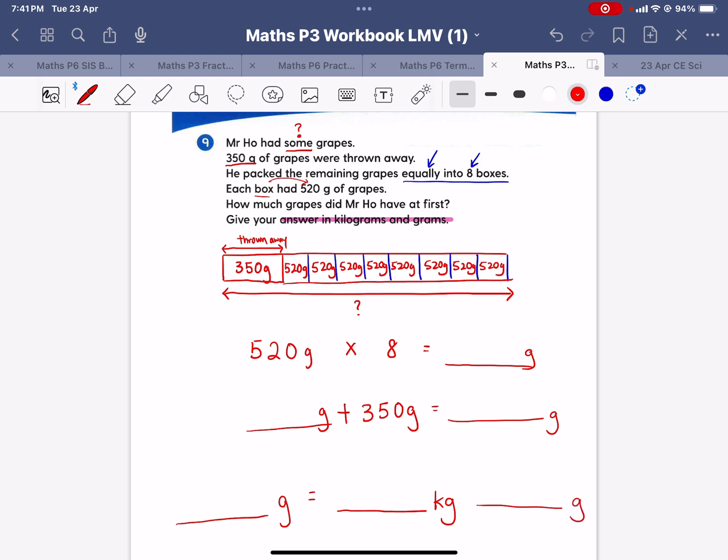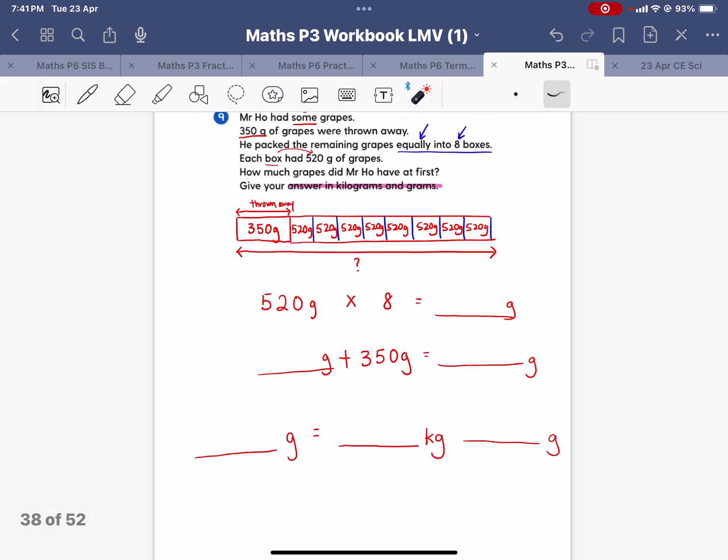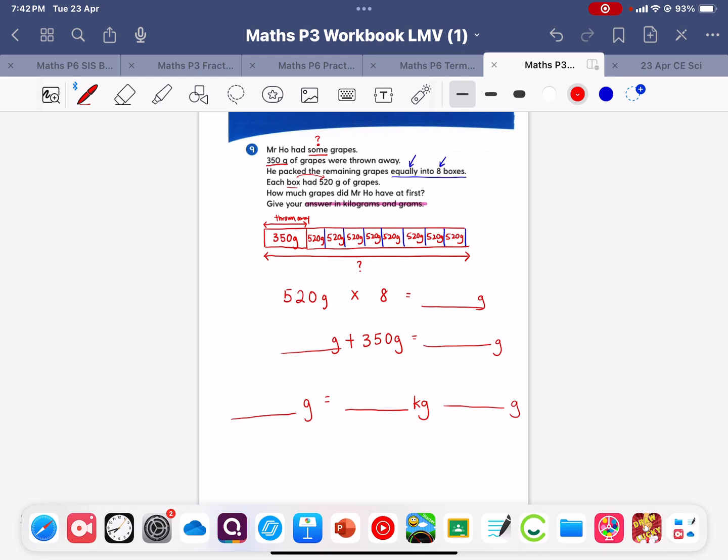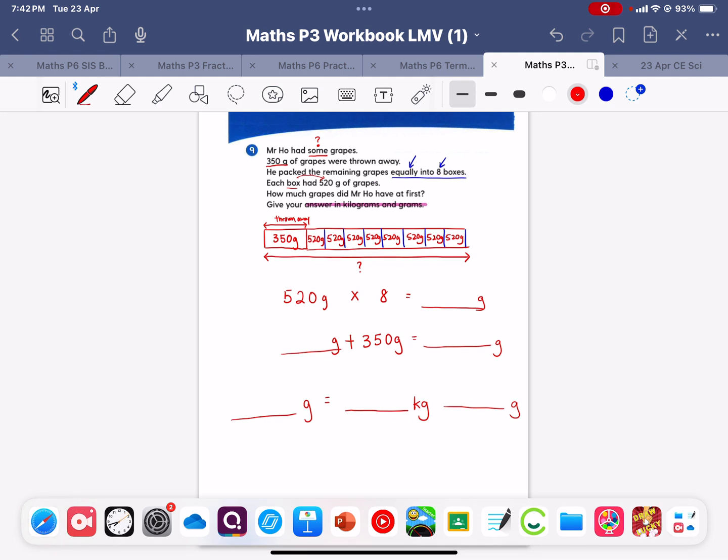Just a quick revision, if you can remember, I'm going to give a fake number. 1234 grams is the same as 1 kg 234 grams. Okay? So this is how you're going to do it for the conversions as well. So leave your answers in kg and grams. So similarly, I'm also going to ask you to pause the video for you to try this question on your own.